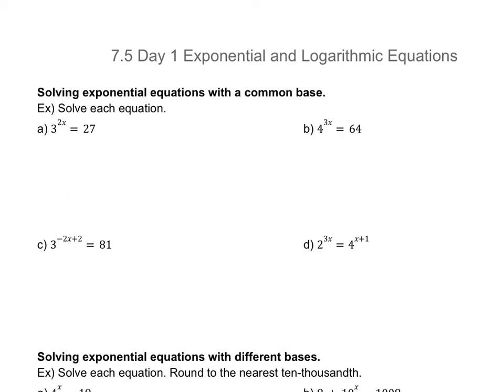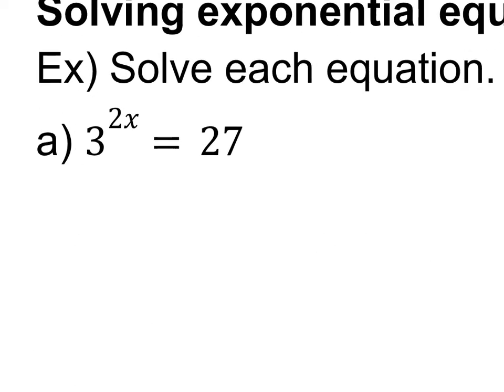Okay, so the first ones are solving exponential equations with a common base. So this by far is the easiest because you can get them to be the same base. We've already kind of done a few of these, but I'm going to do a few more just to kind of refresh your memory. Okay, so it looks like I have 3 to the 2x equals 27.